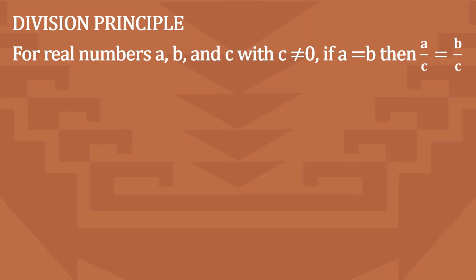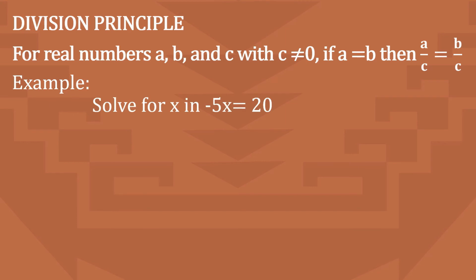Another principle, the division principle. For real numbers a, b, and c, with c not equal to 0, if a equals b, then a over c equals b over c. Example, solve for x in negative 5x equals 20.